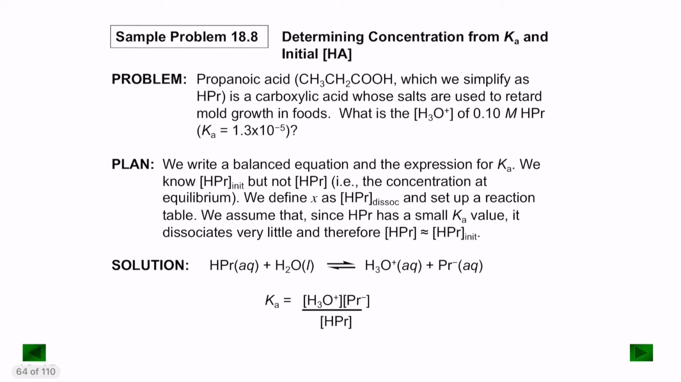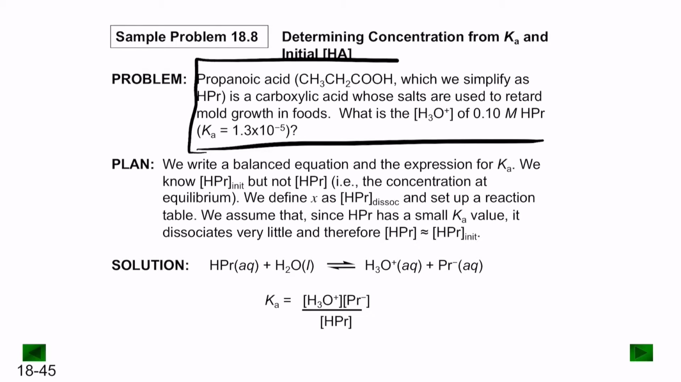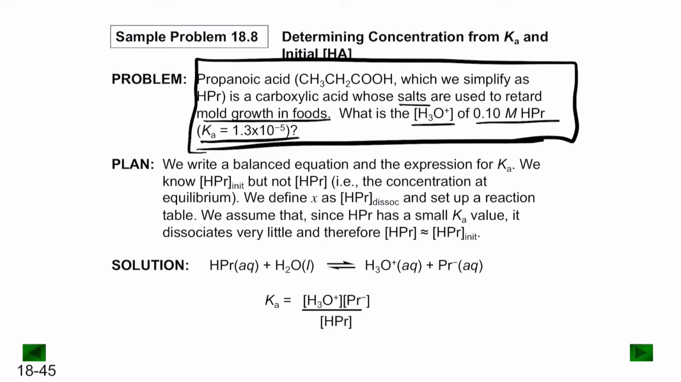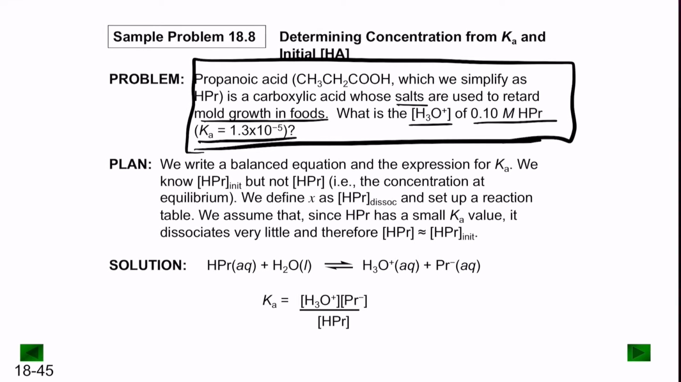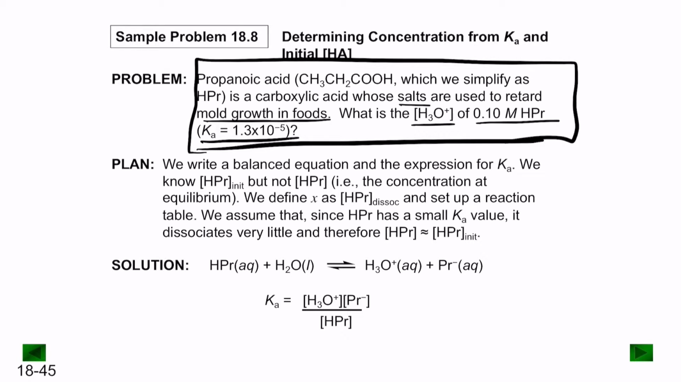Use the same principle here and pause the video right here and try to solve this problem. What is given here: propanoic acid is a carboxylic acid whose salts are used to retard mold growth in foods. What is the H3O plus of 0.10 M HPR, and they have given us the Ka value. Notice that H3O plus becomes x here. You have every other value given. Notice that the equilibrium concentration of HPR is nearly equal to the initial concentration of HPR, which is 0.10 M.